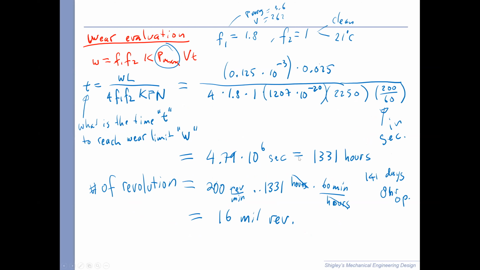Pak, tadi tuh wear-nya itu di assume ya? Atau ngambil dari table ya? Oke, ini wear-nya wear limit ya. Jadi bukan wear coefficient yang 1207 kan? Kamu nanya yang 0,125 ya? Bukan, itu yang wear yang kita pakai sekarang. Which number? Yang 0,125, Pak. Ya, yang 0,125 itu berasal dari limitnya.